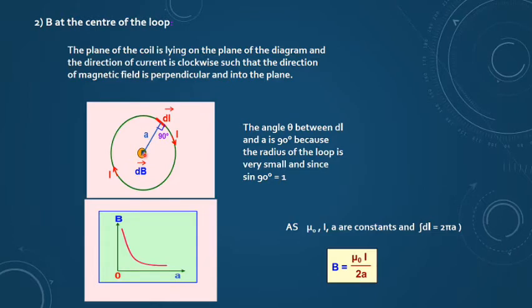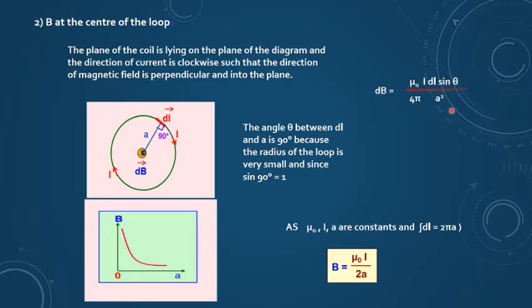If the current is in the clockwise direction, the magnetic field is into the paper, away from me. It is denoted by a plus cross, and if it is outward, it is denoted by a dot. You all know. Then, the angle theta between dl and r, here of course we are taking radius as a, is equal to 90 degrees. Simply you put the values into the formula, which is by Biot-Savart's law.